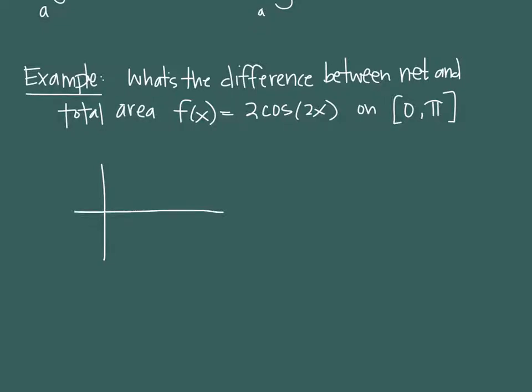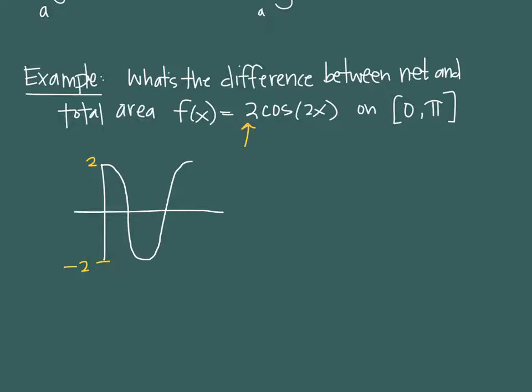Okay, 2 cos 2x. I know that cosine is shaped like this. I know from the design of the function that the first a in the front, the number 2, tells me that the amplitude will be 2. So I'll have 2 as my high and negative 2 as my low. So my range would be from negative 2 to 2.